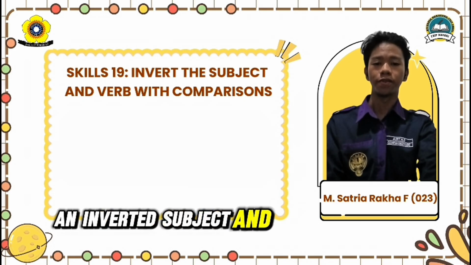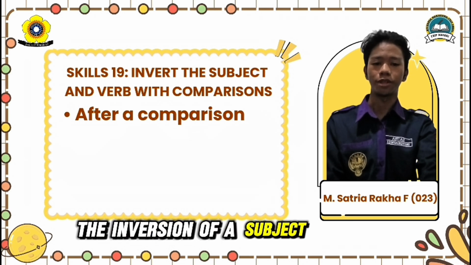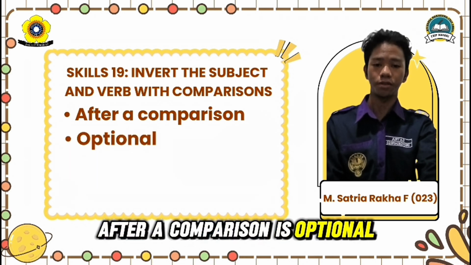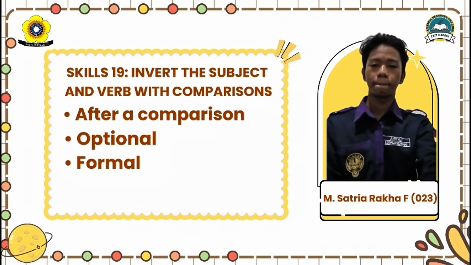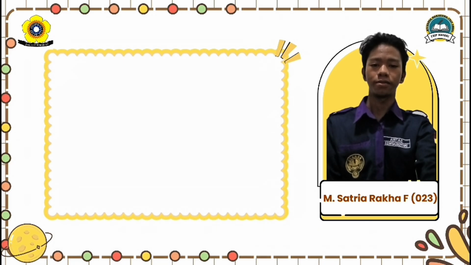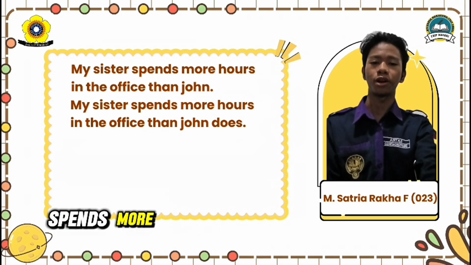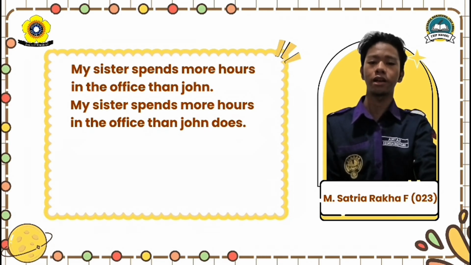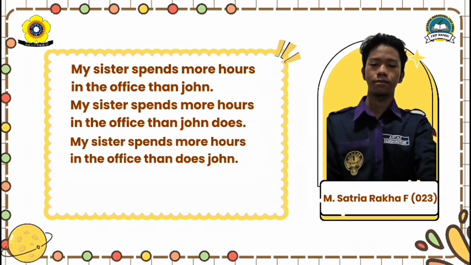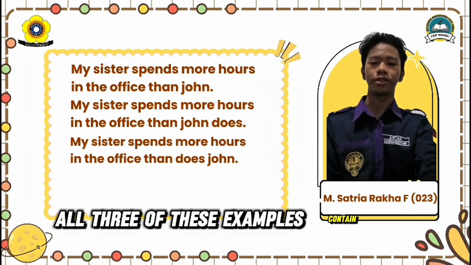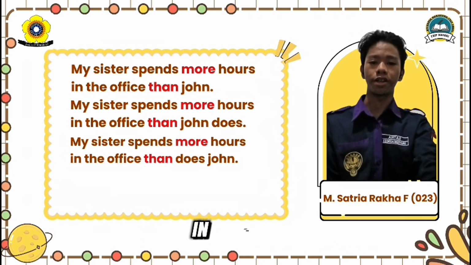An inverted subject and verb may occur also after a comparison. The inversion of a subject and verb after a comparison is optional, rather than required, and it is a rather formal structure. Let's look at these sentences. "My sister spends more hours in the office than John." "My sister spends more hours in the office than John does." "My sister spends more hours in the office than does John." All three of these examples contain the comparison "more than," and all three are correct in English.